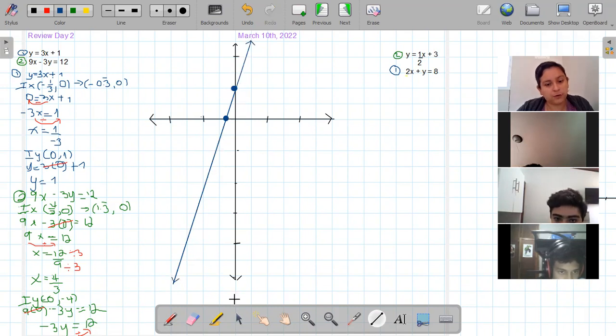I have my graph for the first one. Let's go with the second one. I got 1.3 positive. This is 1. So let's say the 1.3 is around there. And 0, negative 4. Negative 1, negative 2, negative 3, negative 4. I'm going to connect those 2 points with a straight line passing through the center as well.